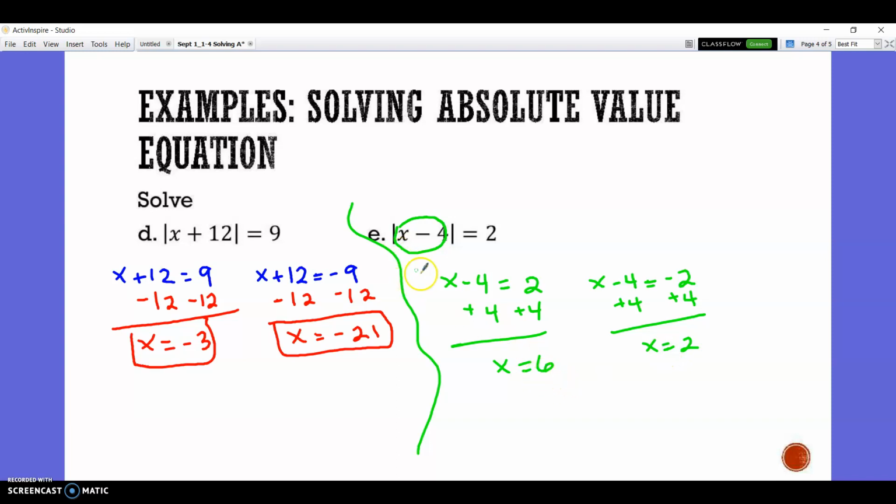And again, we plug them in. 6 minus 4 is 2. Absolute value of 2 is 2. So we know that's correct. Here we plug it in. 2 minus 4 is negative 2, but absolute value of negative 2 is positive 2. So there we go.